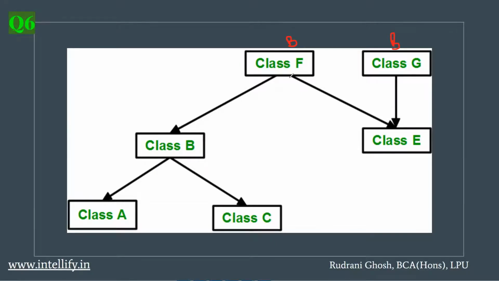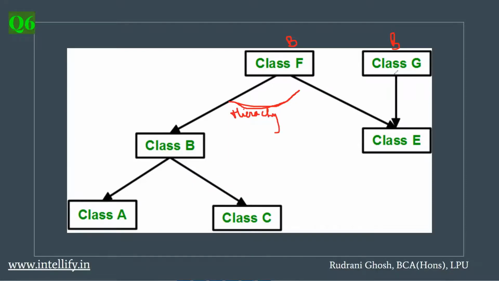Class F is deriving class B and class E. So this form of inheritance where both of them are deriving, this is what? This is a hierarchical inheritance.